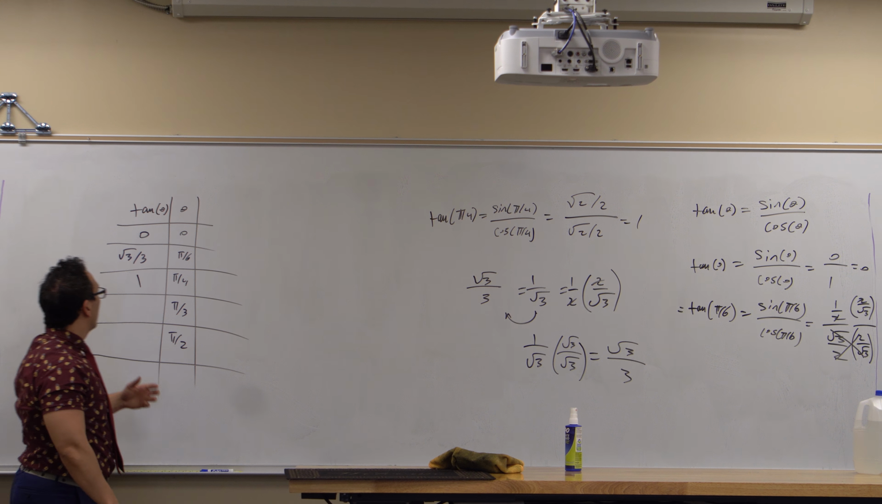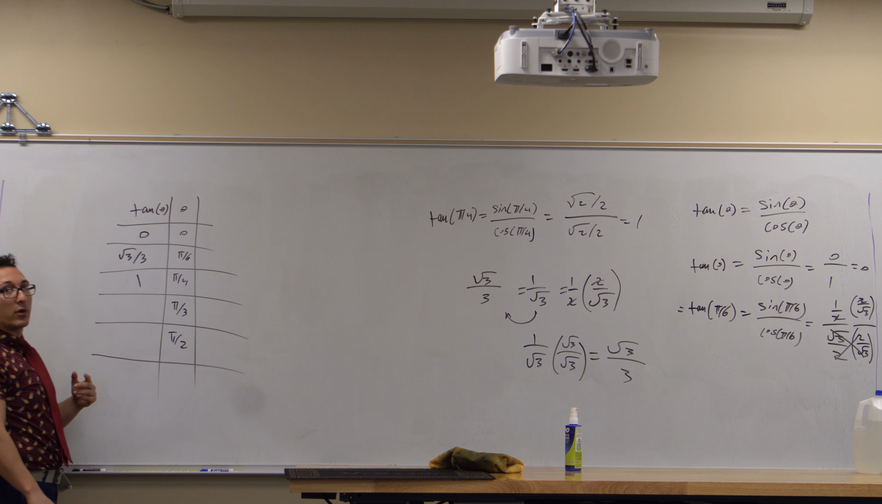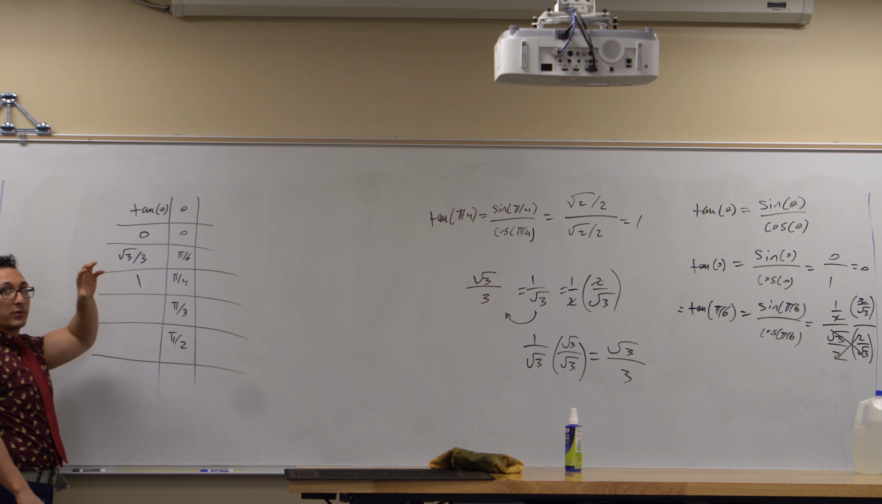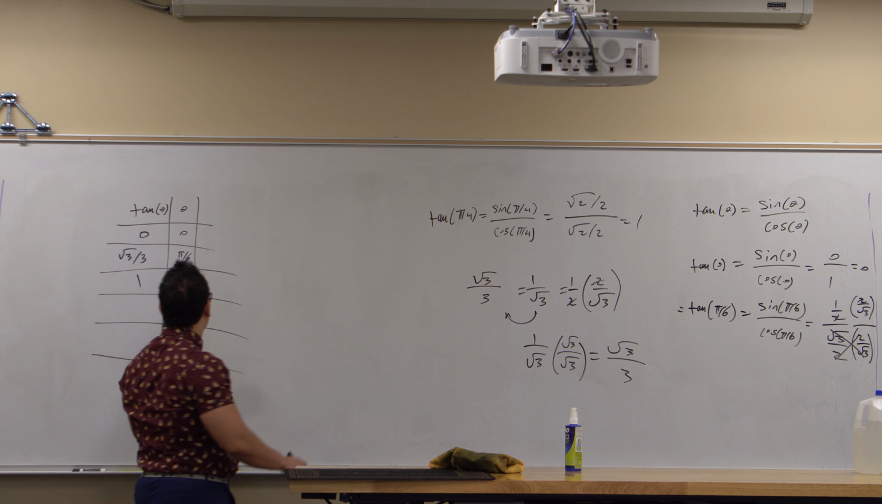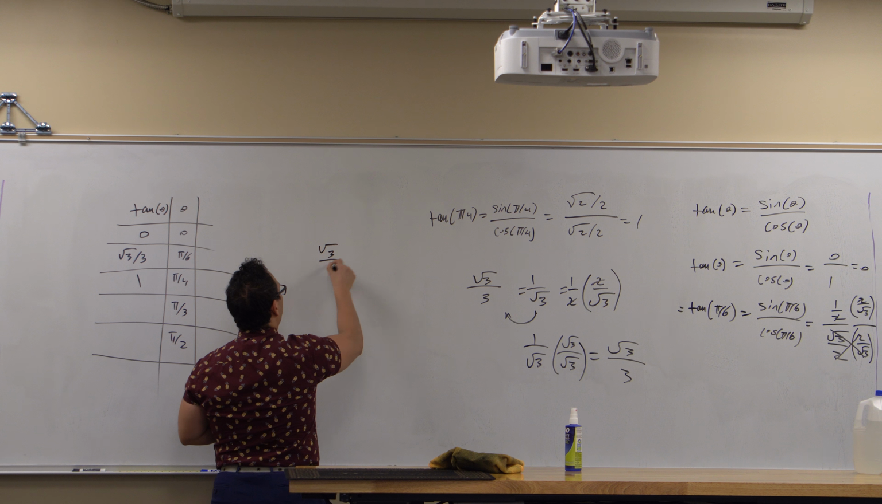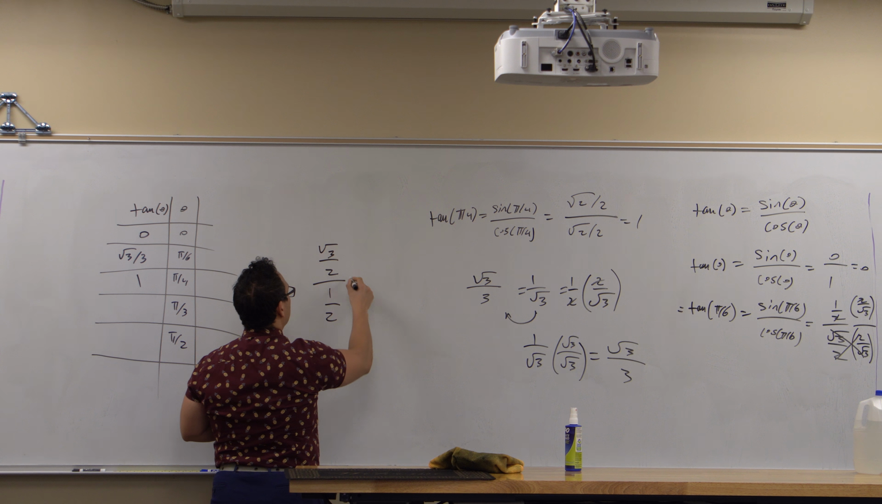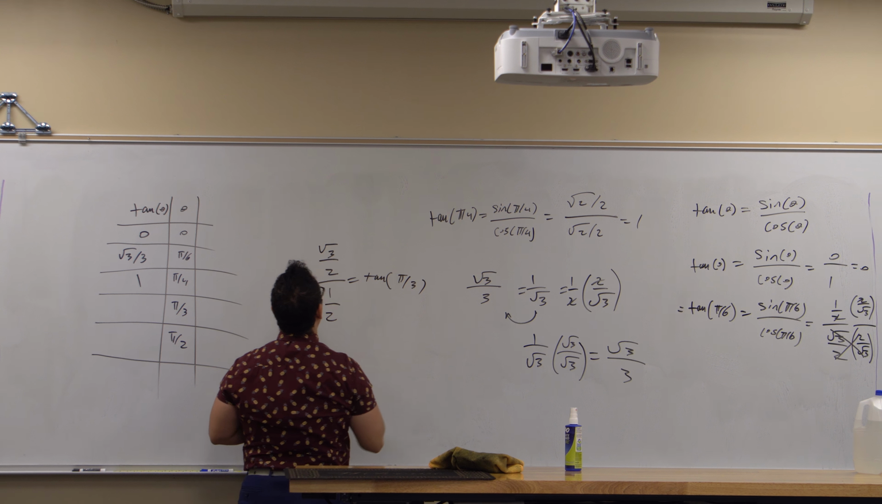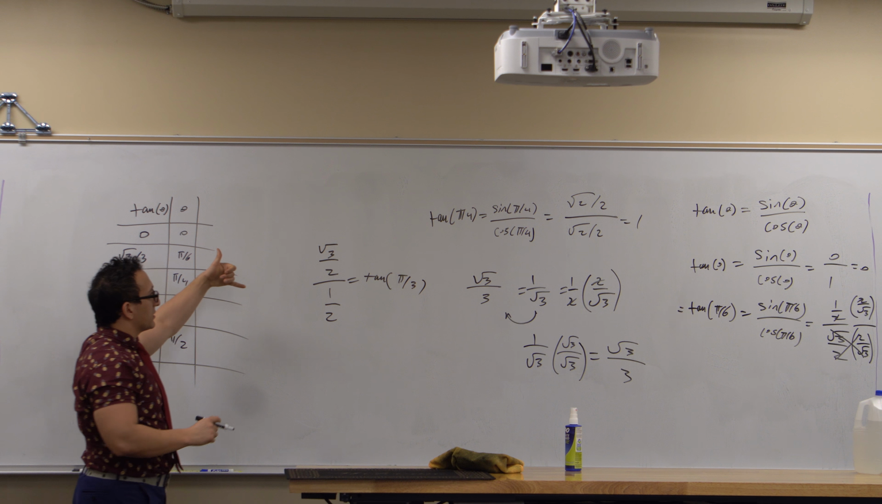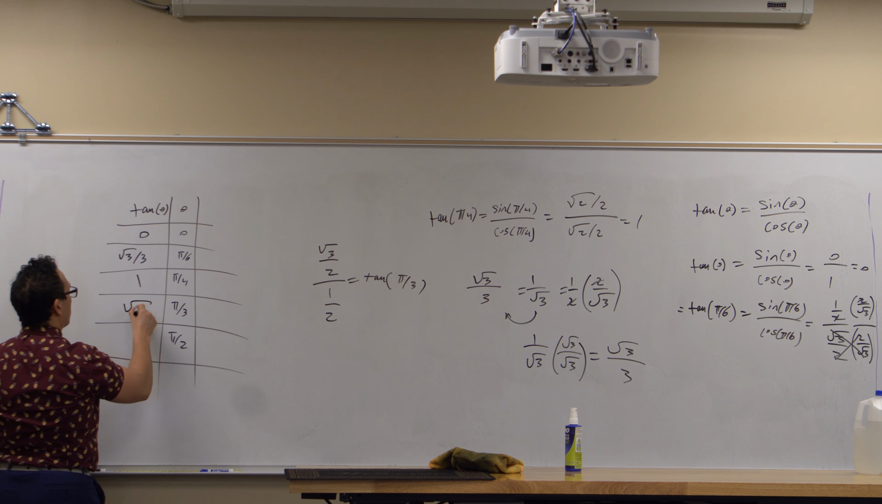So we put a 1 here because tangent of pi over 4 is sine of pi over 4 over cosine of pi over 4. That's root 2 over 2 divided by root 2 over 2. Anything divided by itself is 1. Boom. Then over here, we'll get root 3 over 2 over 1 half. This is equal to the tangent of pi over 3. So when I multiply by reciprocals, I notice that that reduces to just a root 3.